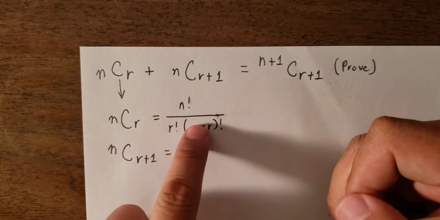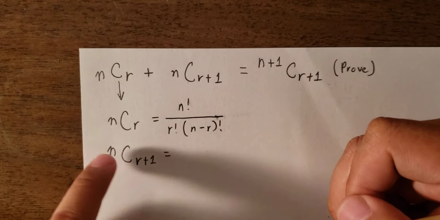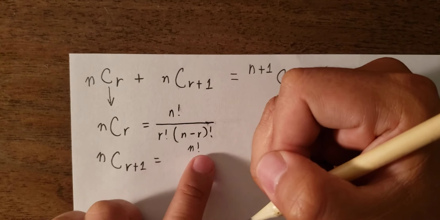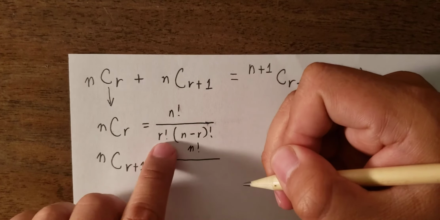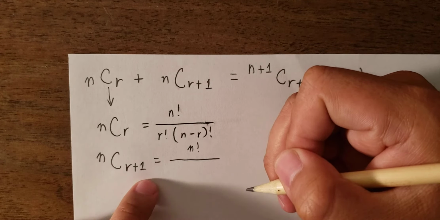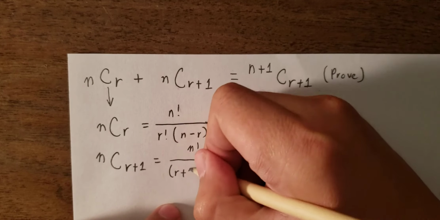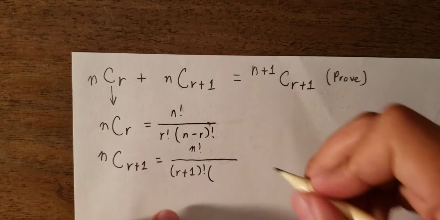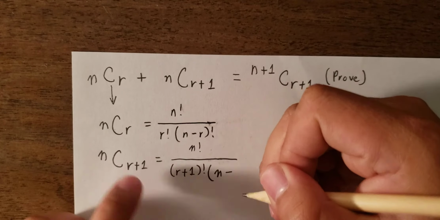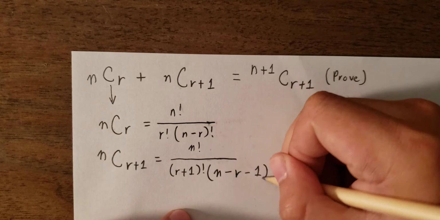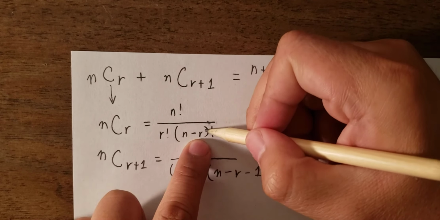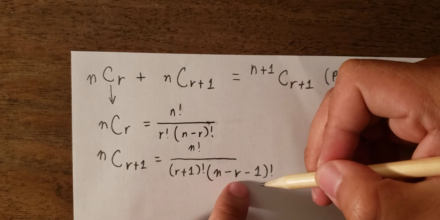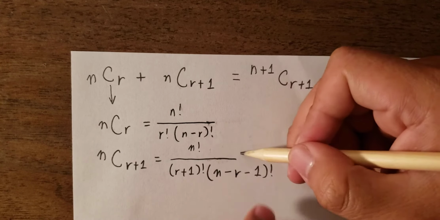We will use this formula to apply to nC(r+1) here. We have n factorial here, and we have r plus 1, so we have (r plus 1) factorial here. And we have n minus r minus 1, because the r here is replaced with r plus 1. That's why we have n minus r minus 1, and we got this one.